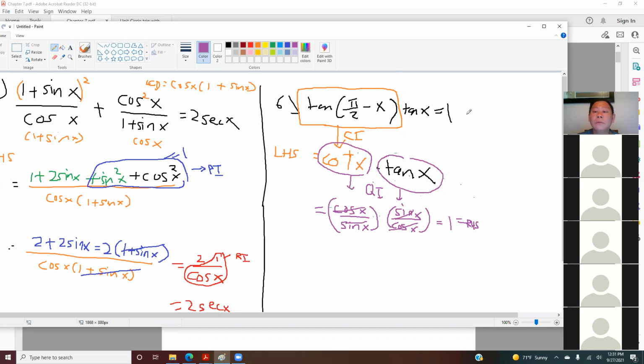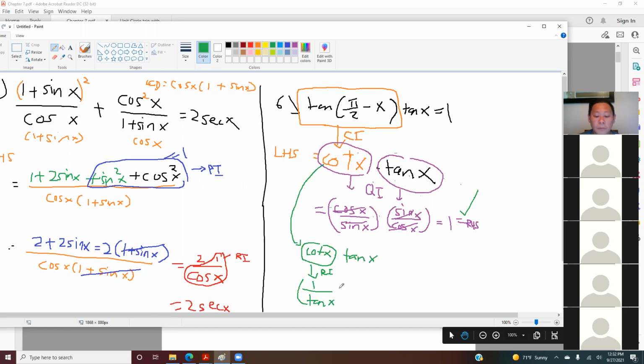Anyone have another way to do this besides using quotient here? Yes, you can do that. This is right. You can also use reciprocal, because cotangent is the reciprocal of what? Tangent. 1 over tangent, right? And then you multiply this with tangent x. And what happens to your tangent x in this case? They will also cancel out. You get 1 in this case, which is the right-hand side. So again, class, you can use quotient identity here, or you can use reciprocal identity.